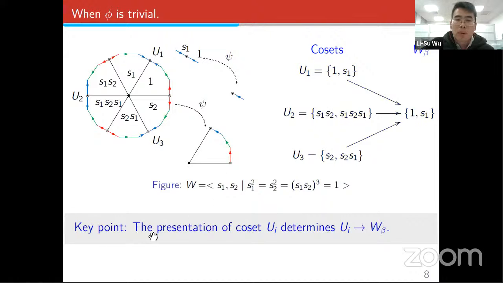So the key point is how to give presentations of its cosets, and these cosets correspond to the lifting of these cells in the bigger cell. This is the example. If we choose the representation S1, S2, then S1, S2 corresponds to 1, and S1 S2 S1 corresponds to S1. Otherwise, if we take this other representation, then S1, S2 corresponds to 1, and this corresponds to S1.